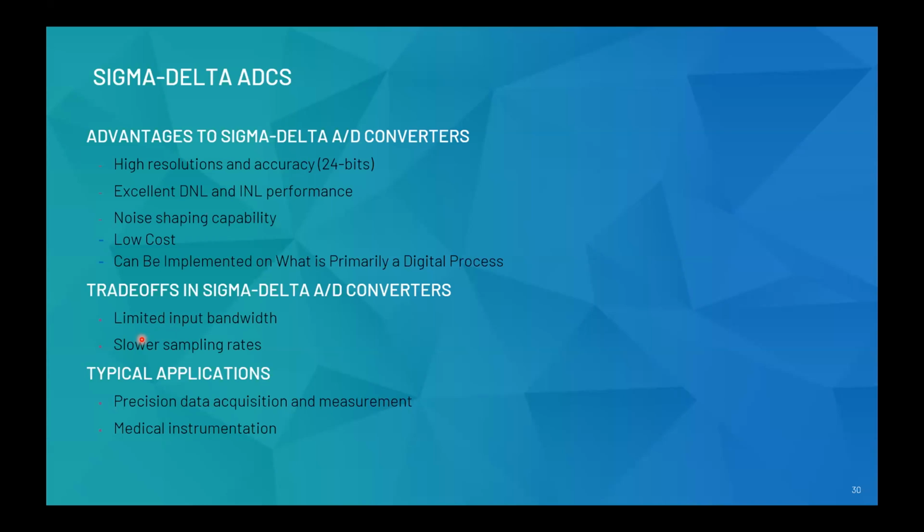Typical applications, because of the high dynamic range, are precision data acquisition and measurement, and medical instrumentation, wherein you really need a very high amount of dynamic range to capture a very small spike in the signal, or any kind of heart rate abnormality that could be there, whenever you do any kind of ECG or EEG type of application. So it does find a lot of use in medical instrumentation type of applications.